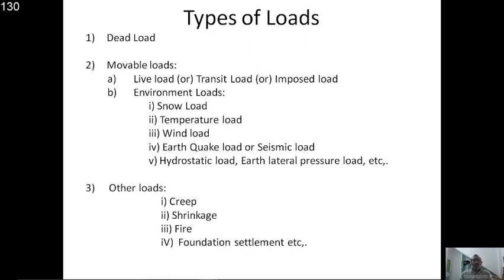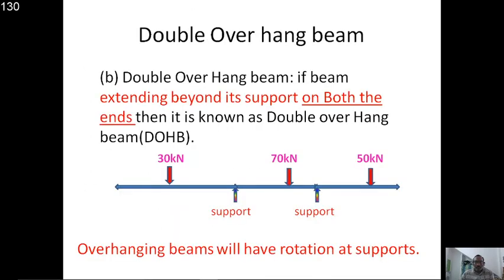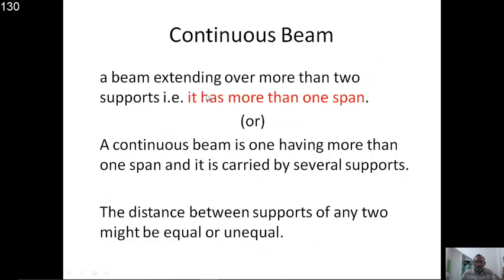Now we are mostly interested in understanding the continuous beam, a beam extending over more than two supports; it has more than one span. That means it should have more than two supports and more than one span. You should understand the difference. It should have more than two supports, and that automatically implies more than one span, right? So that is known as a continuous beam.